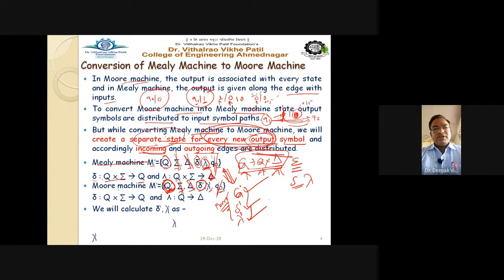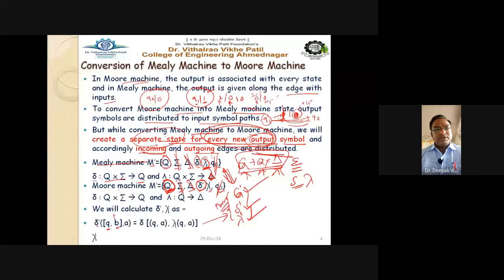So we will calculate delta dash and lambda dash. First, delta dash is equal to, see here, this is the formula given to find out the delta dash transition. This you can calculate by this delta dash q comma b. So q is nothing but the state. Now b is nothing but your output, and a is nothing but your input symbol.